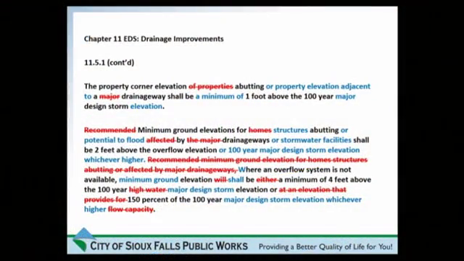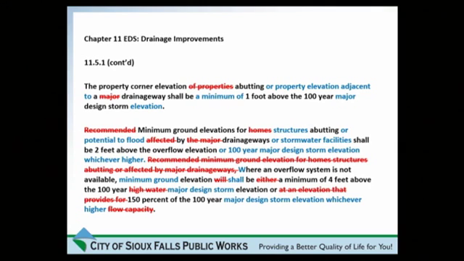Continuing this section, we are stating that the property corner elevation abutting our property elevation, so in essence if it isn't a property corner, it's a portion of the property adjacent to a drainage way, it shall be a minimum of 1 foot above the 100-year major design storm elevation. That's not referred to a structure or a house.